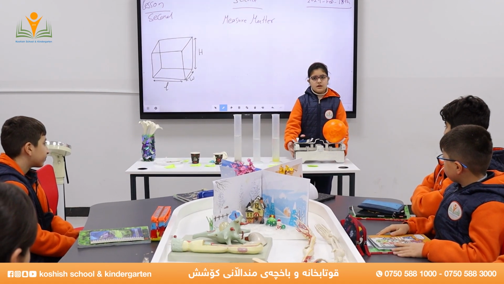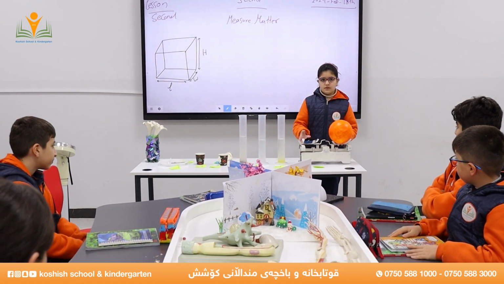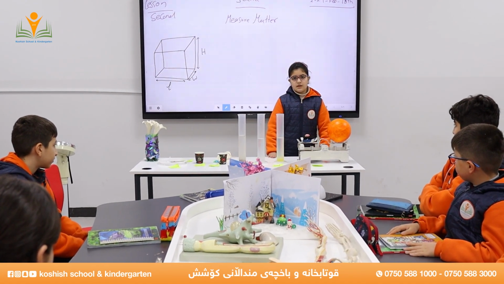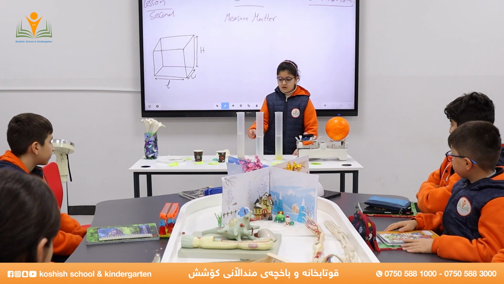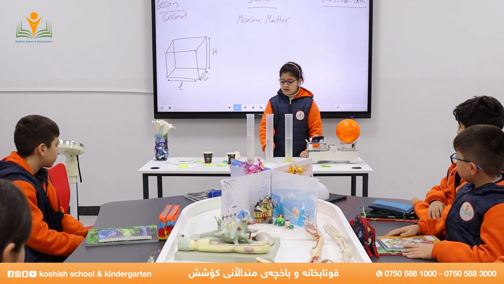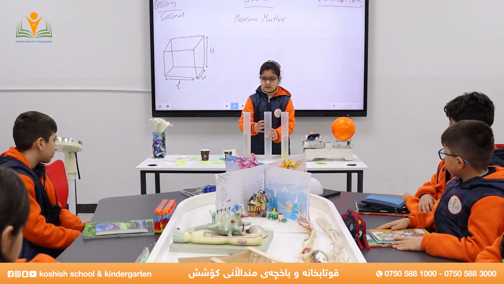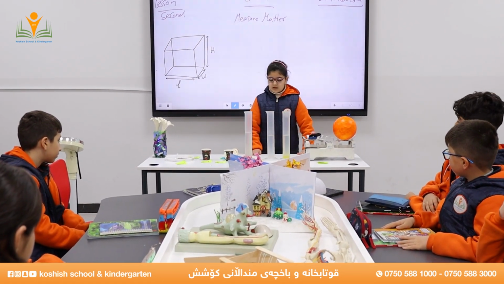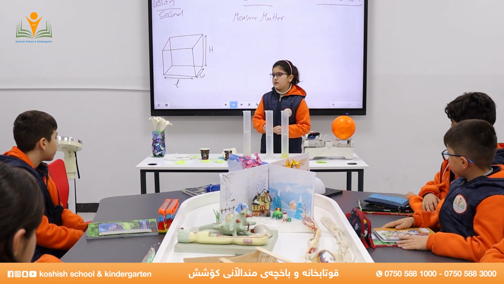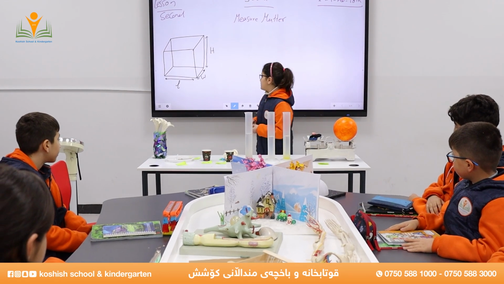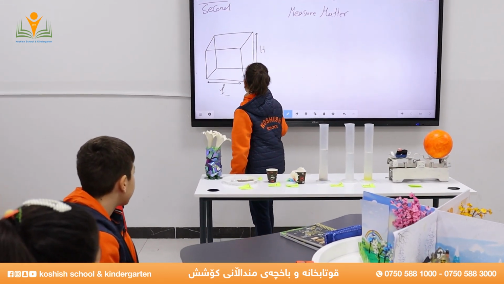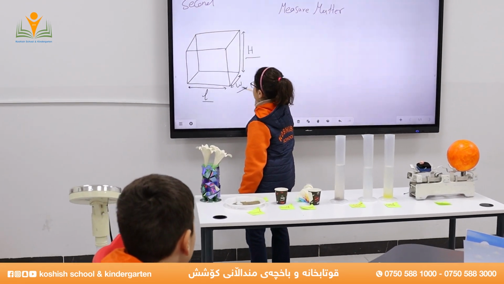For mass we use a balance to measure the mass, and for weight we use a spring scale, and to measure liquid we use a graduated cylinder, and there are some milliliters on here. And for a regular solid we have to multiply length, then width, then height.